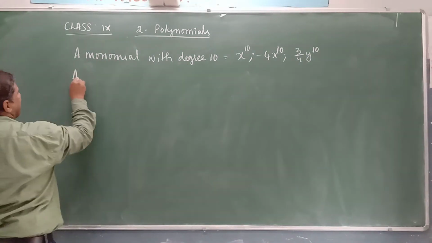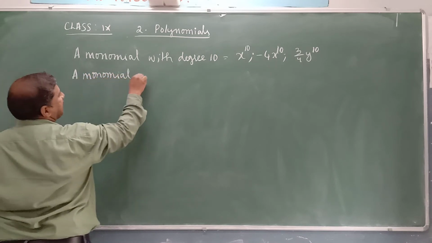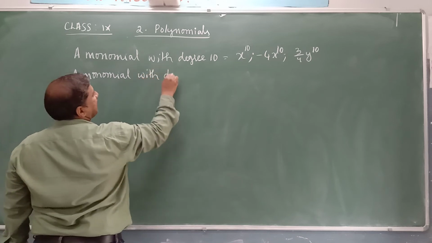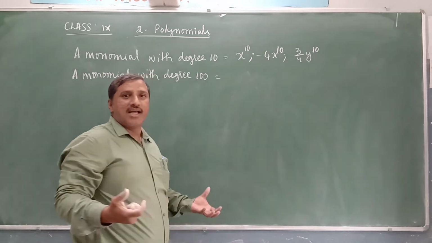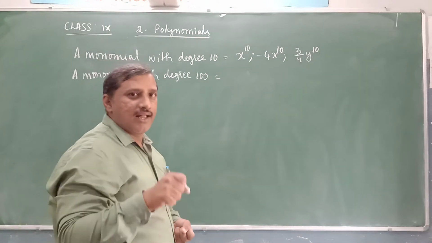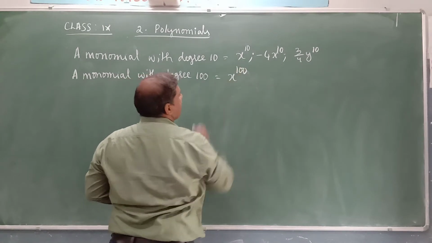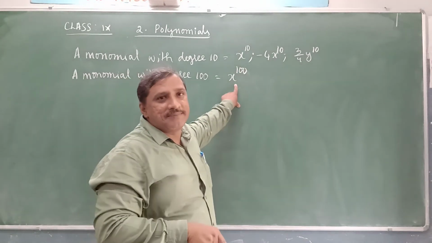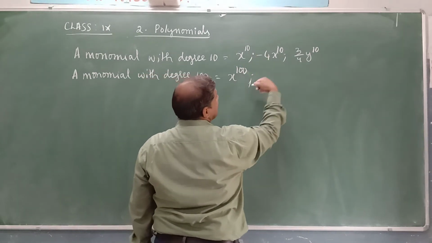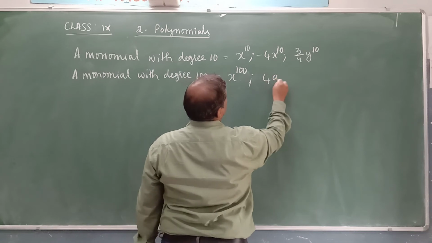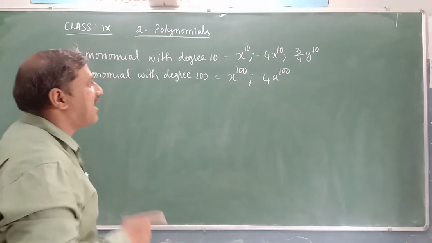Now, a monomial with degree 100. So how do you write it? Take one variable, and its power should be 100. x to the power of 100, and it should contain only one term. This is one example. Still you can write 4a to the power of 100 as a monomial with degree 100.